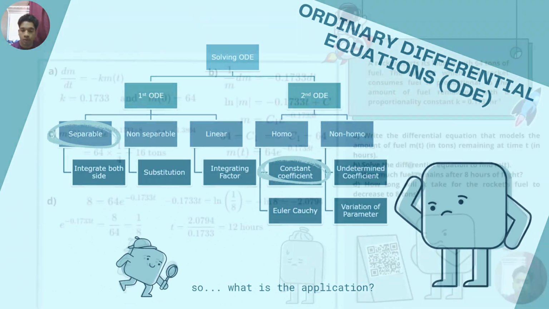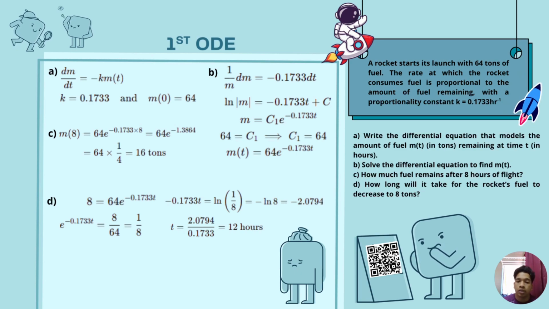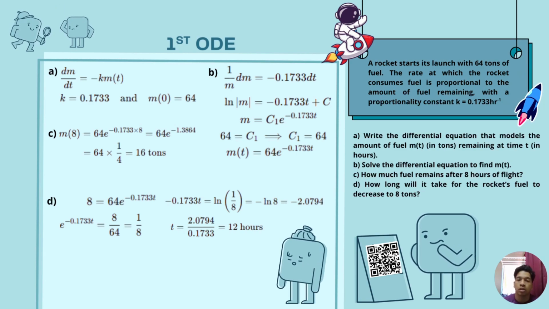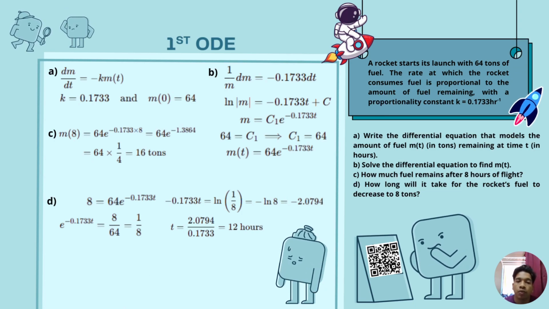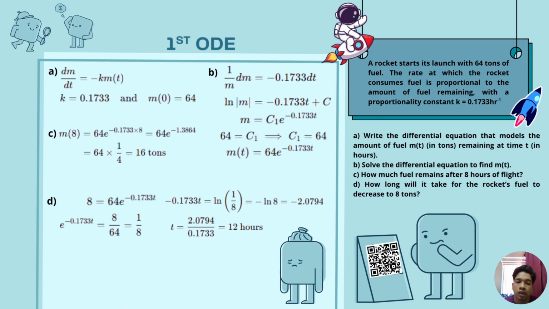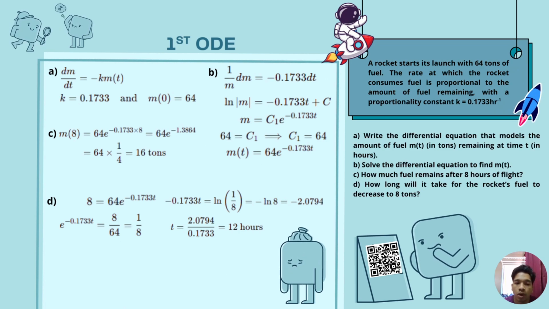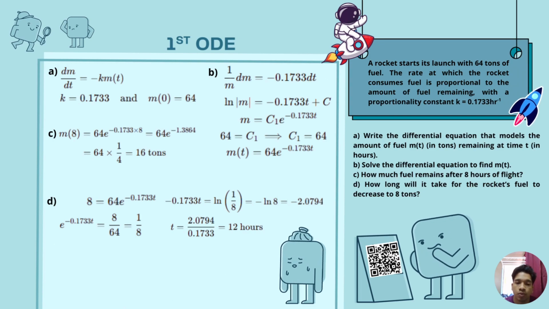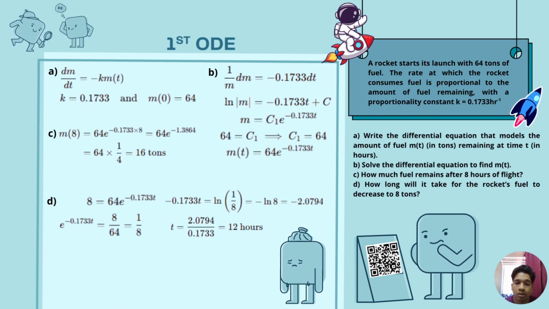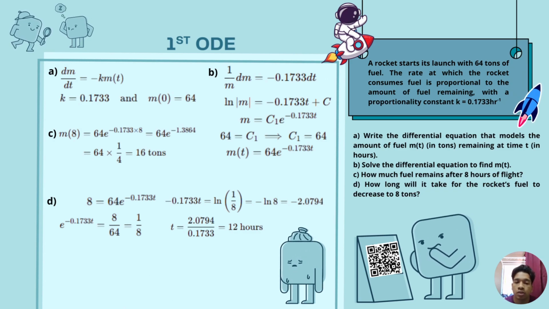suspension system. So the first question, which is about rocket launching estimation, the question is, a rocket starts its launch with 64 tons of fuel. The rate at which the rocket consumes fuel is proportional to the amount of fuel remaining, with a proportionality constant k equal to 0.1733 per hour.